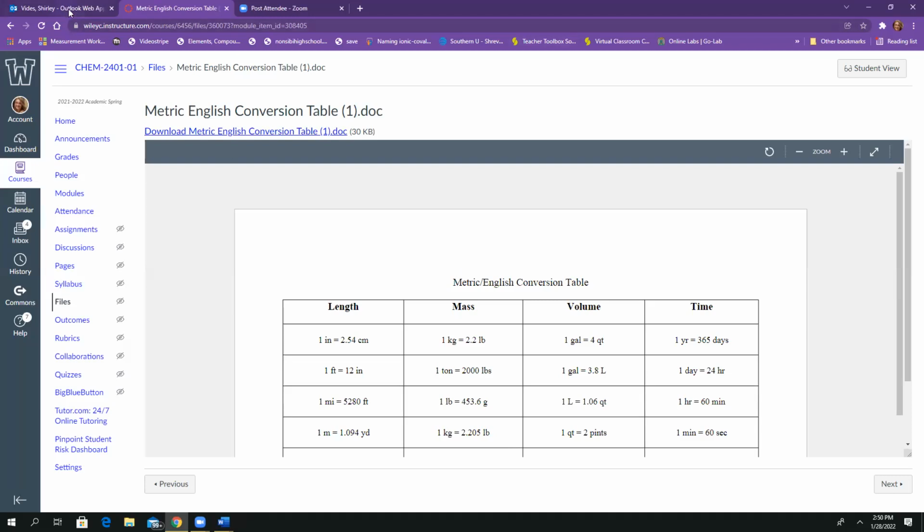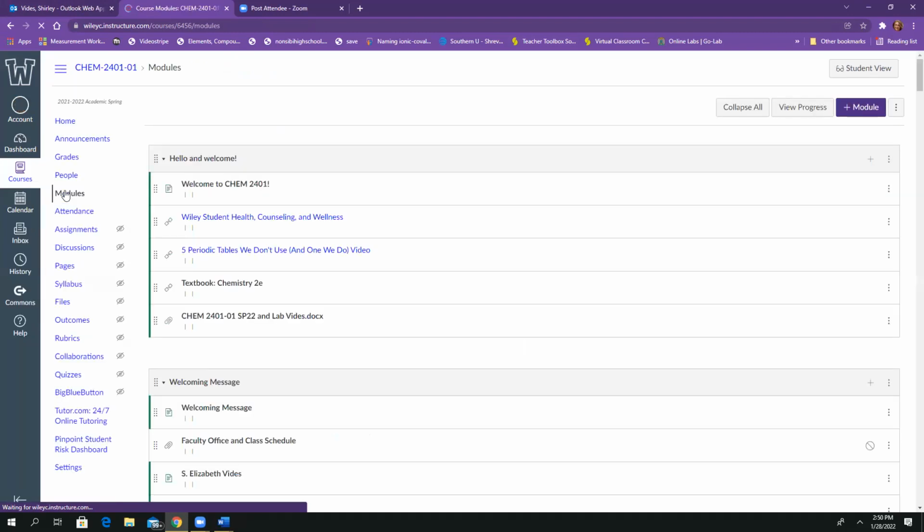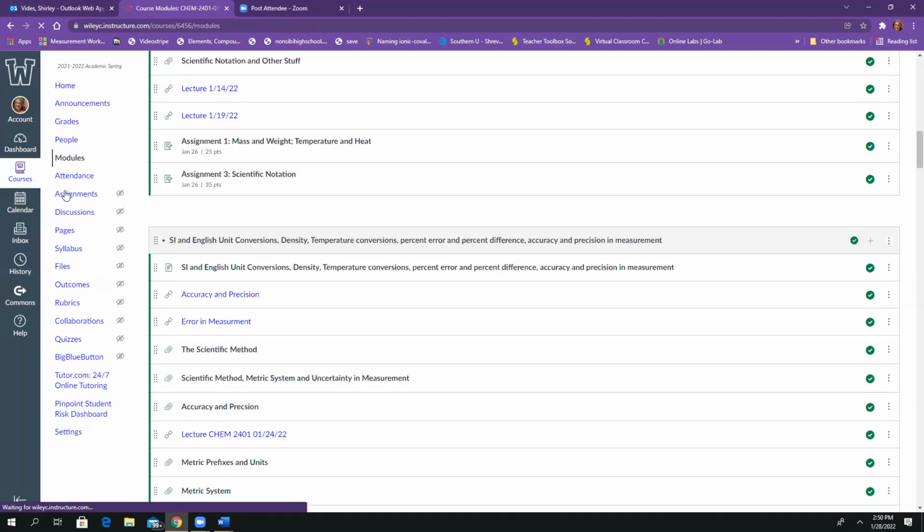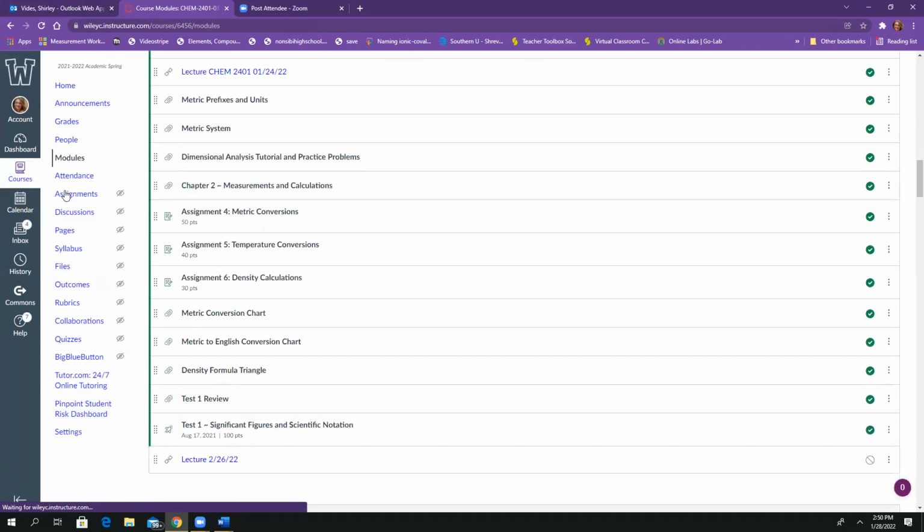with, let's see, hold on, let me go back to my module so that I can show you where we're going to go next time. And that way it'll be ready for you. Okay. So we have covered this. We are going to go ahead and do this dimensional analysis. I'm going to let you guys do a couple of these. Then we're going to go to our measurements and calculations.